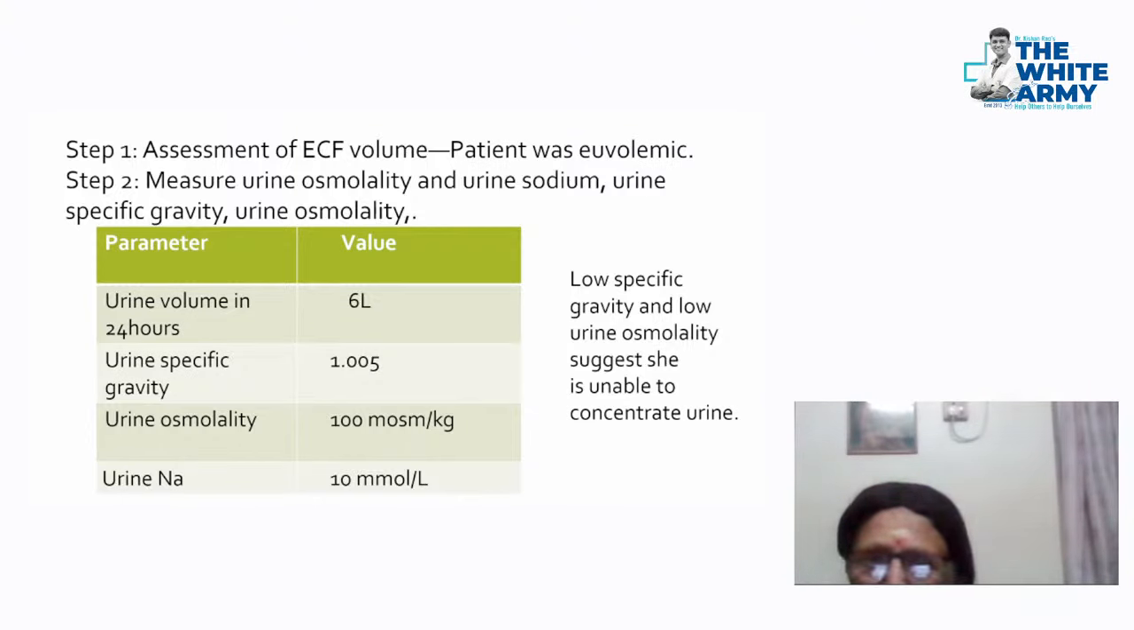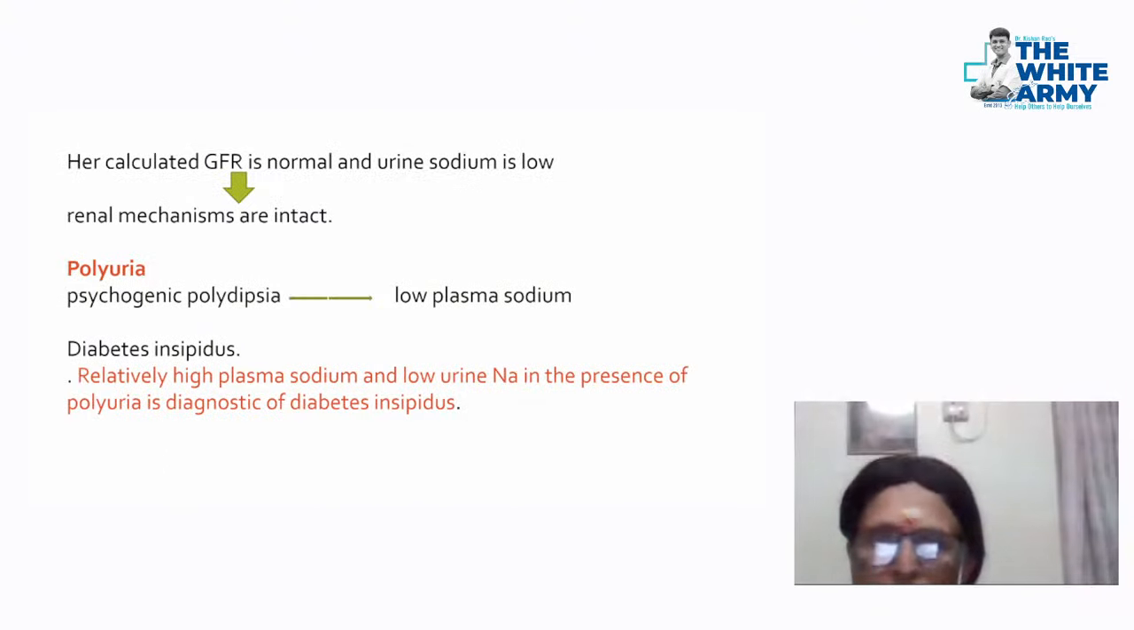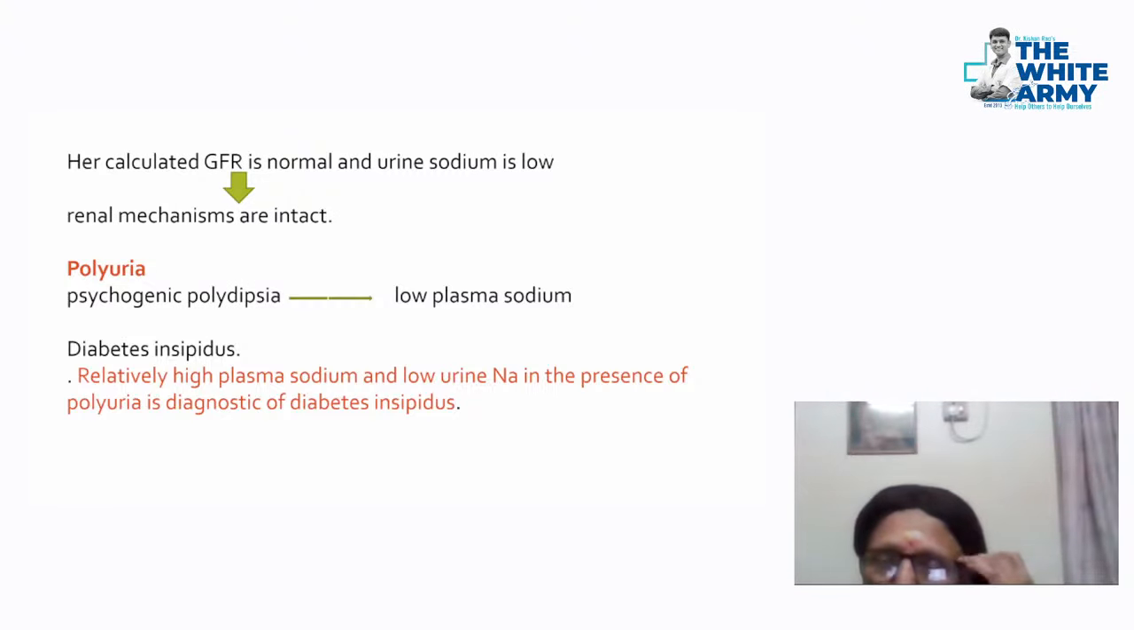So here is a lady with a urine osmolality of 100, which is much less than the plasma osmolality. A dilute urine, as evidenced by a low osmolality and a specific gravity of 1.005. The urine sodium is also low, only 10. So low specific gravity and low urine osmolality suggest the patient is unable to concentrate urine. Her GFR is normal and urine sodium is low. That shows the renal mechanisms are intact because the tubules are reabsorbing sodium. So it is doing its job correctly. So it is not due to a renal cause.